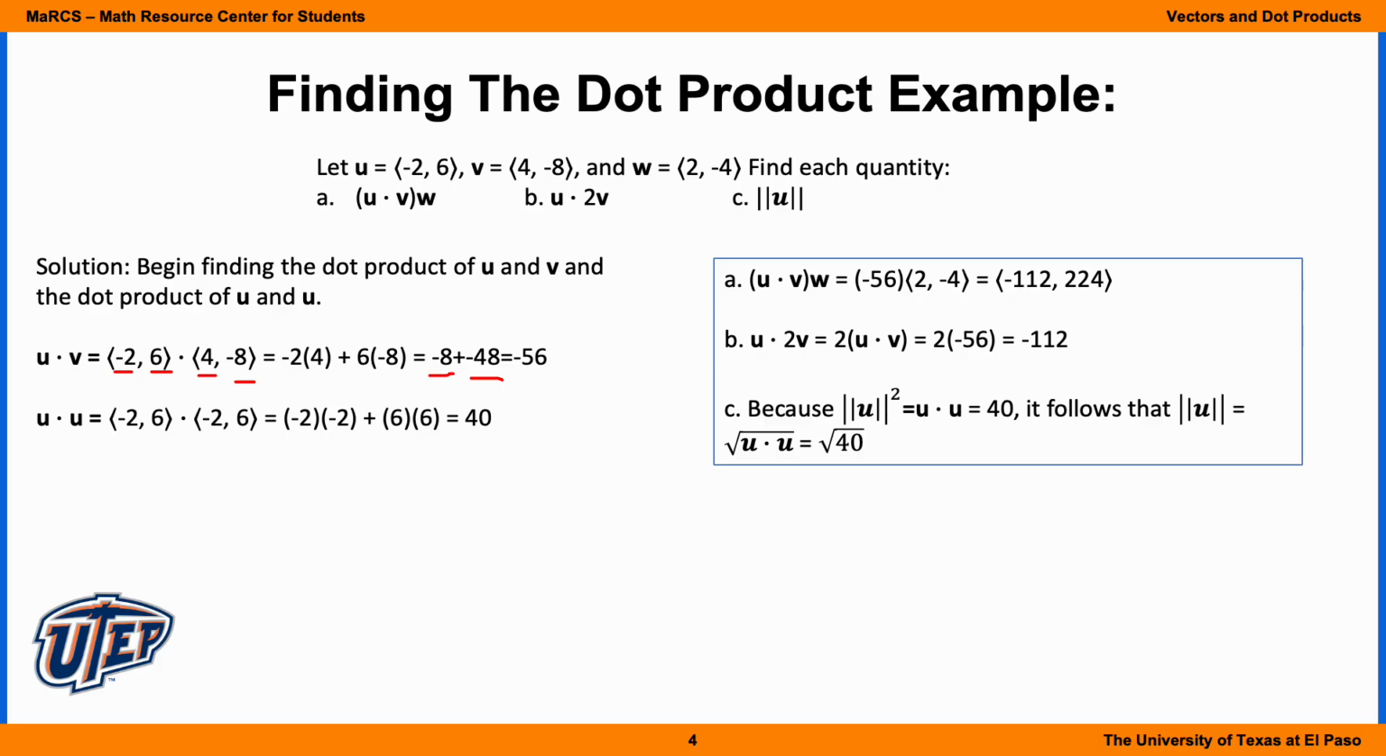Now for part B, we are told to find the dot product of u and 2v. So now using our property that u dot 2v is equal to 2 times u dot v, then we can just substitute our u dot v for what we just found, so that was negative 56, and multiply by 2, so we get negative 112. Now for part C, we are told to find the magnitude of u. So you can just square each of the entries and add them, and that is equal to 40, and then we take the square root.